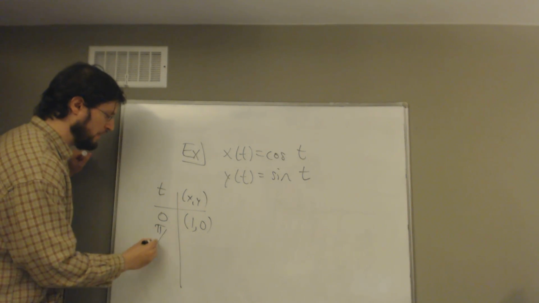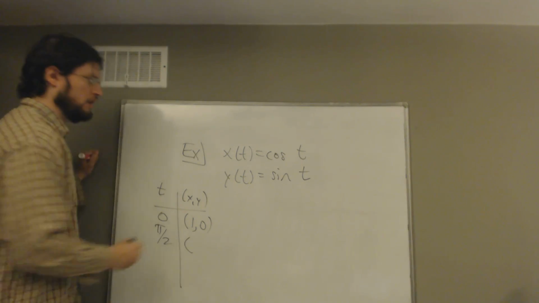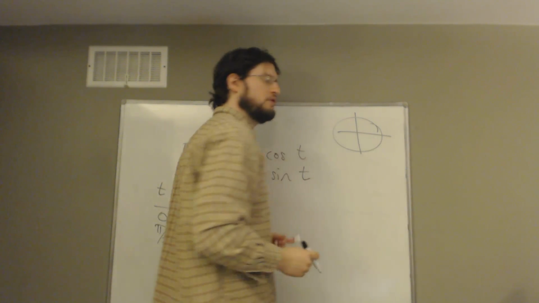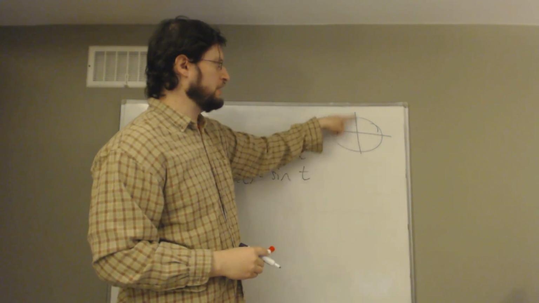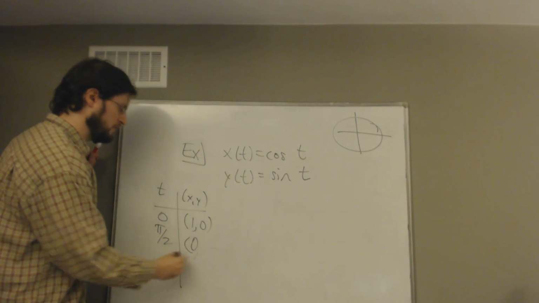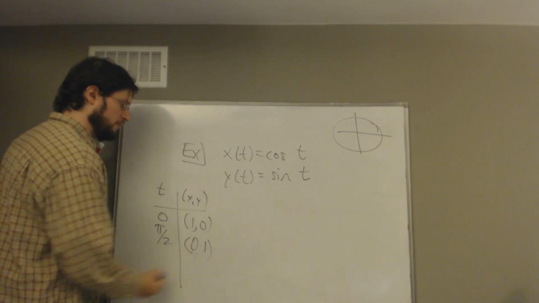What happens if I plug pi over 2 in for t? Well, cosine of pi over 2, we're thinking about a unit circle. Pi over 2 is 90 degrees. Cosine is the x value, and the x value there is 0. The y value there is 1.